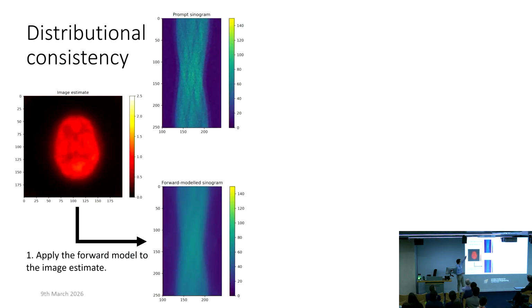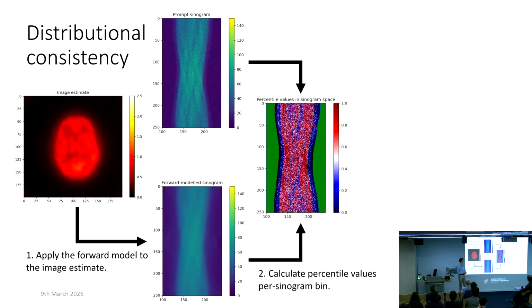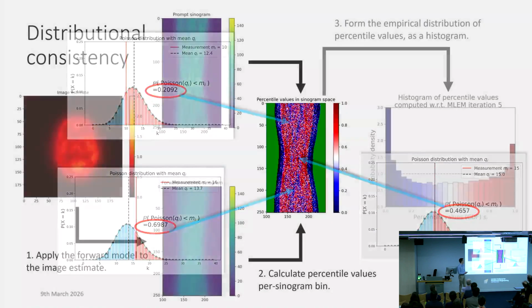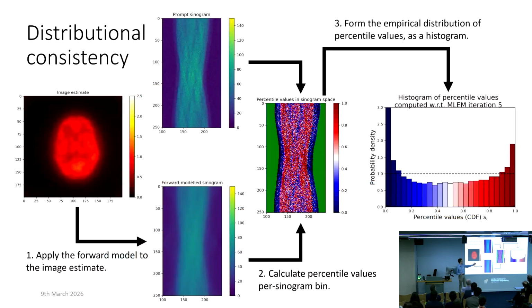As before, we can apply our forward model to our image estimate to get our forward modeled sinogram. And then we can calculate these percentile values that we've just seen per sinogram bin. For each of the values in this little sinogram, we've taken our current model of the mean as well as the measurement, and we've calculated this percentile value. We then can aggregate these percentile values into a histogram like we see here. And this histogram is really useful for telling us how well calibrated our image estimate is.